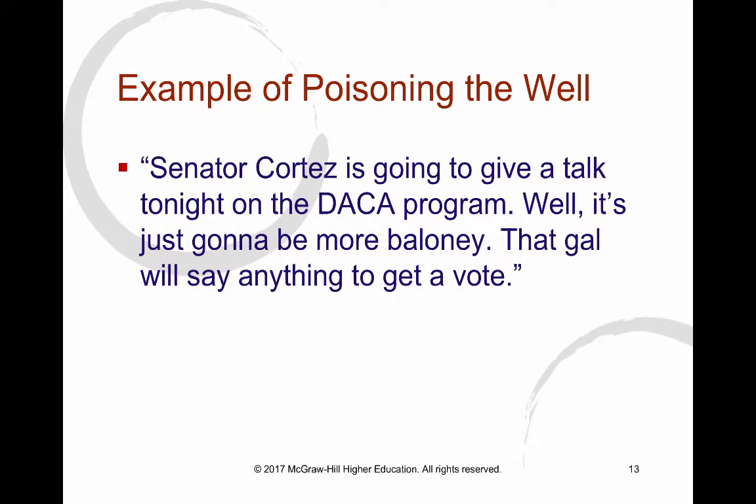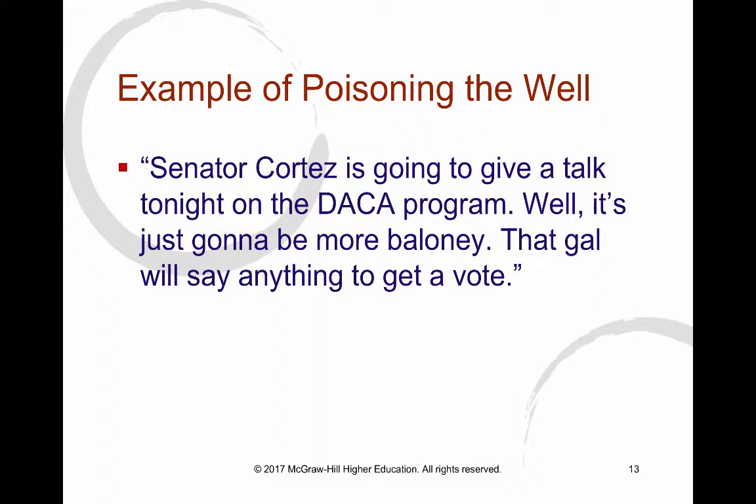Poisoning the well is when you use an ad hominem argument before the person actually presents their claims, kind of like a preemptive strike. They try to get listeners to dismiss what a person is going to say by talking about the person's character, consistency, or circumstances, or in this case, questioning the speaker's motive.